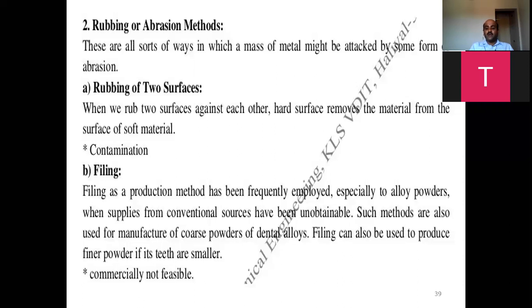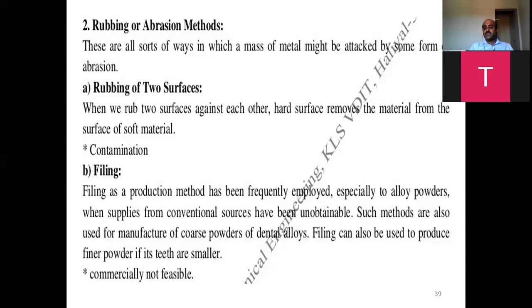So you might have done filing in your workshop. The same method applies over here. With alloy powders, when you file it, you are going to get small powders, small unwanted materials, just like when you file a mild steel material in your workshop. Small powders will form. This is another method we are talking about, filing.